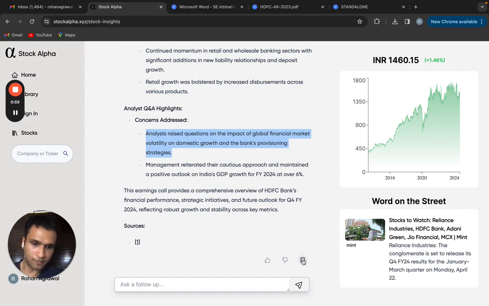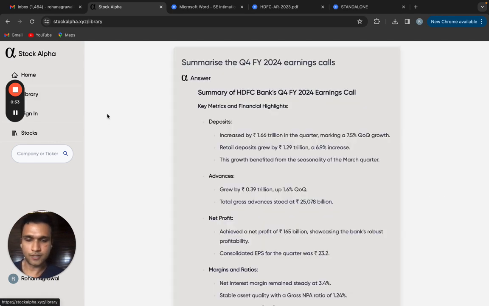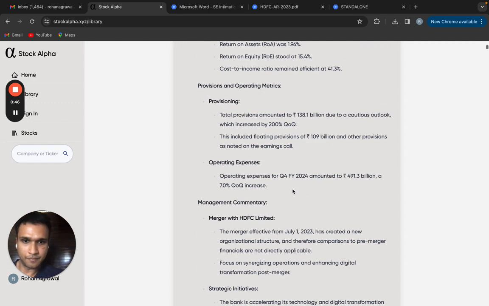We have the option to save it. So you can easily save all your answers in one space and go to the library section, which will show you. Yeah, so I've saved the Q4 answer and I can easily access it anytime in my own library section. Similarly, you can do that for multiple stocks. We have around 50, the largest 50 stocks on the Indian Stock Exchange on our platform, and we're slowly adding a lot more of them.